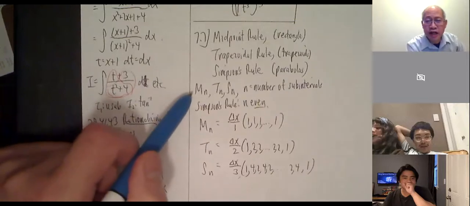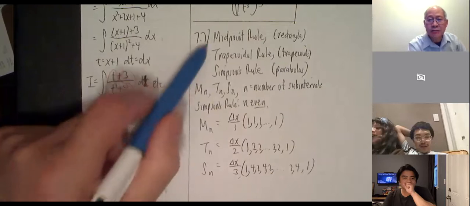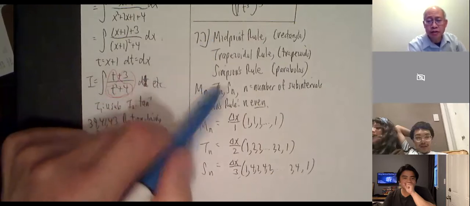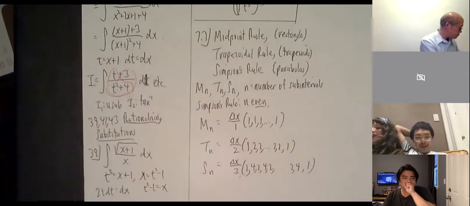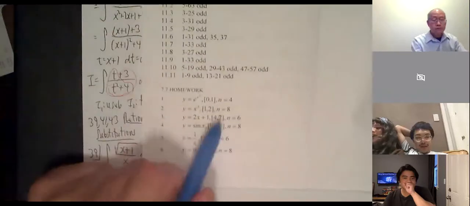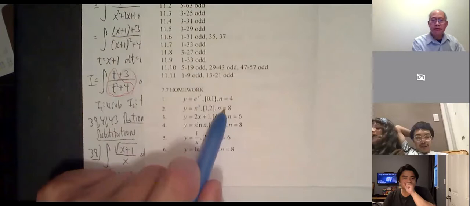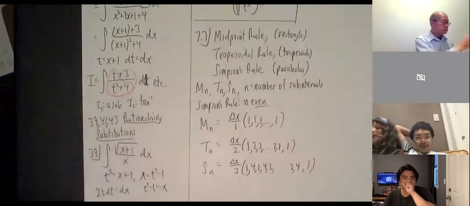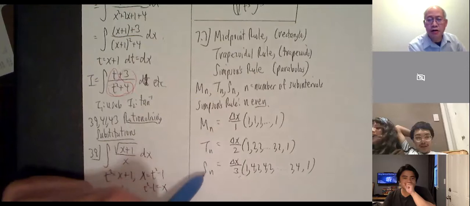All right, abbreviations: M_N, T_N, S_N. M stands for midpoint, T for trapezoidal, S for Simpson's. N is the number of subintervals, so you're chopping it up into so many pieces. For number 1, you chop it up into 4 pieces. Number 2, chop it up into 8 pieces. Number 3, chop it up into 6 pieces, and so on. So if N is 4, we would say M4, or T6, or S8.